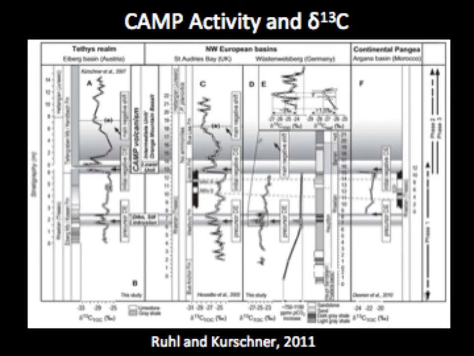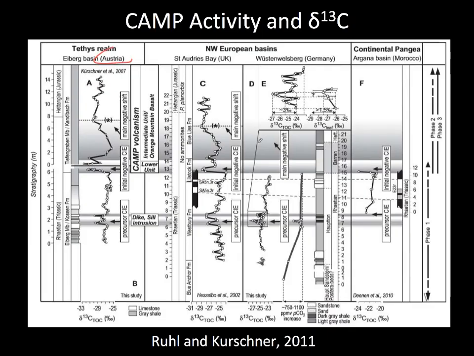Again, what we're looking at here is a stratigraphic cross-section. These are just pie slices of the Earth's surface in different locations. This one over here is in Austria, this one's from the United Kingdom, this one's from Germany, this one's from Morocco. So around the globe, and you can see that we're going down in the pie slice in terms of the stratigraphy. This location here represents the end of the Triassic and the beginning of the Jurassic period.